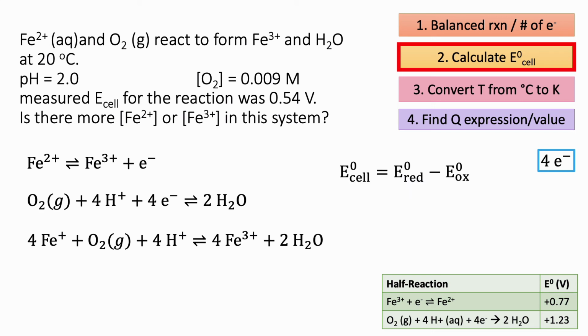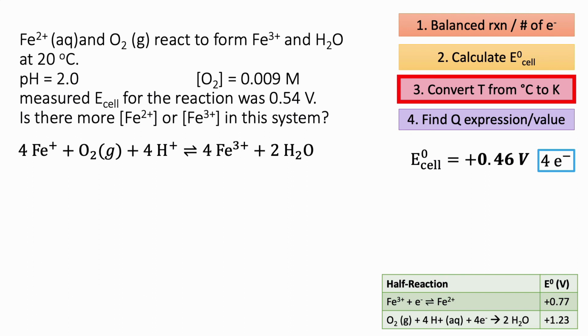And so our standard cell potential is going to be the standard reduction potential of our reduction reaction, that's our oxygen, so 1.23, minus the cell potential of our oxidation reaction, which is our iron reaction, and that's going to be 1.23 minus 0.77. That gives us a standard cell potential of 0.46 volts. So we're done with our half reactions. I've moved those off the screen.